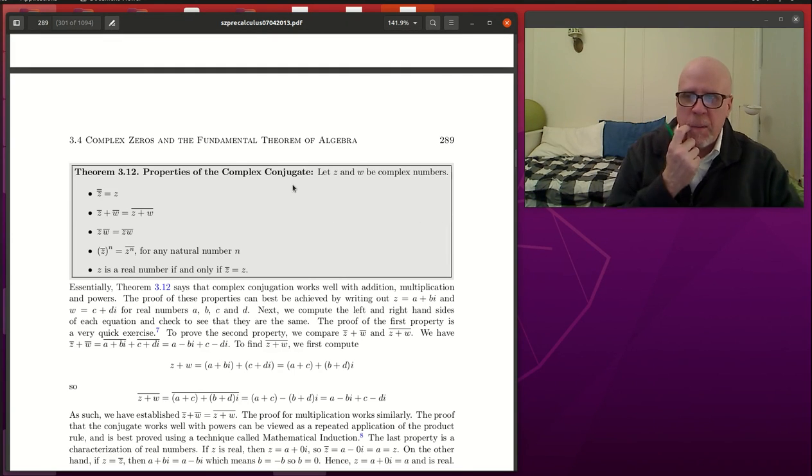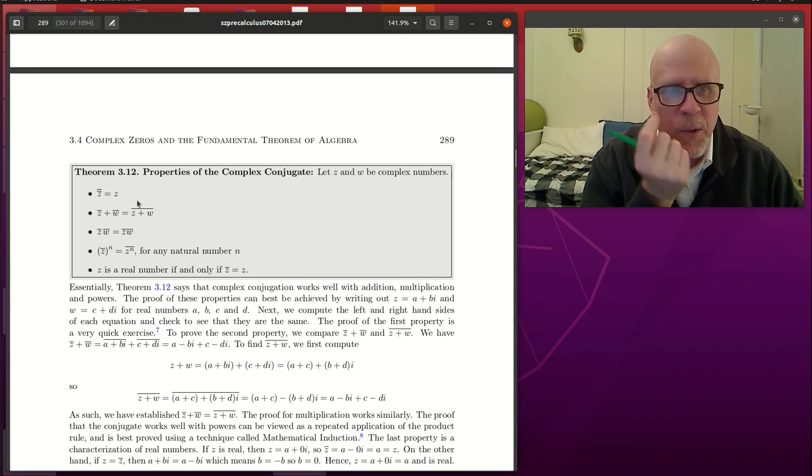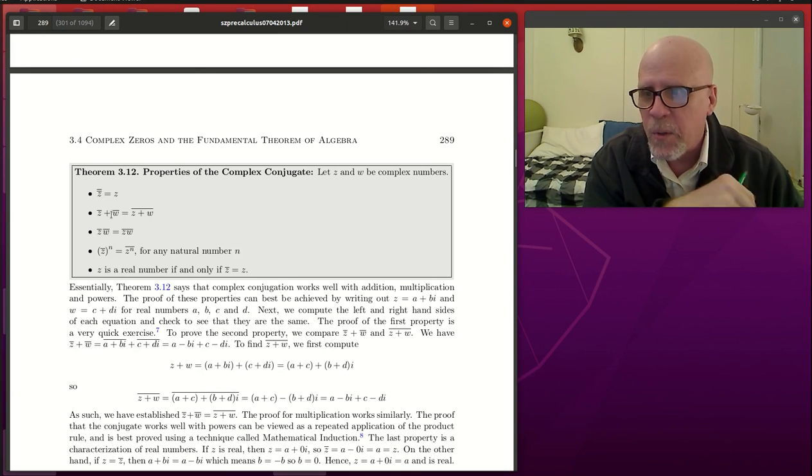Some properties of the complex conjugate. Now, in this table or this theorem right now, they're using single letters, and the convention is usually this: that you use letters from the end of the alphabet if you want to have variables that refer to complex numbers. But think of that z as being a plus bi, and w is c plus di. This first one we've actually seen. It says the conjugate, if you conjugate twice, you come back to where you started.